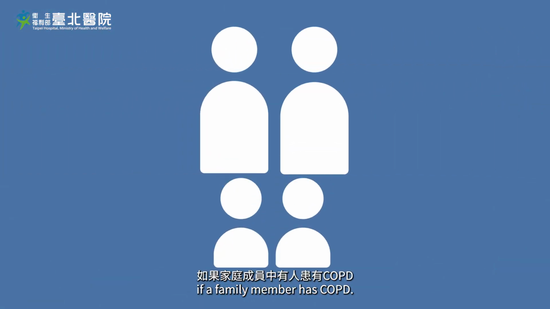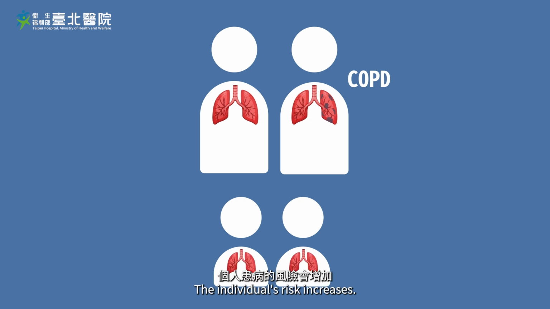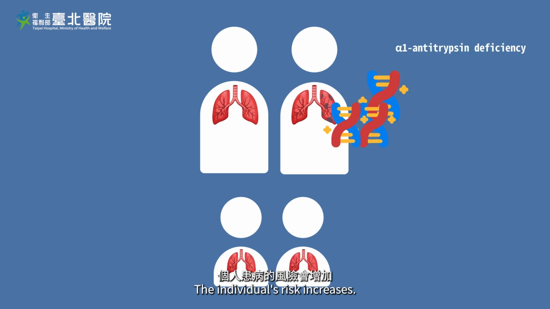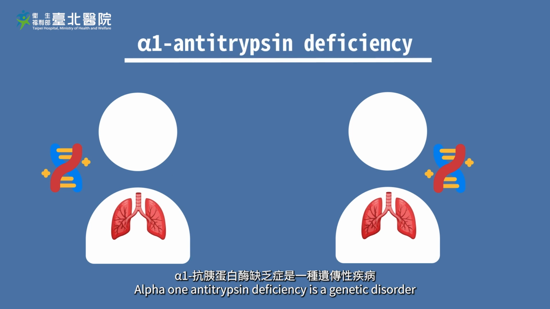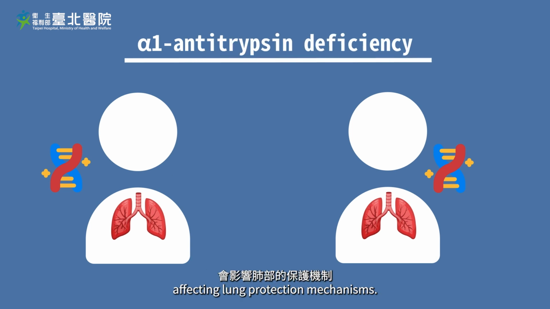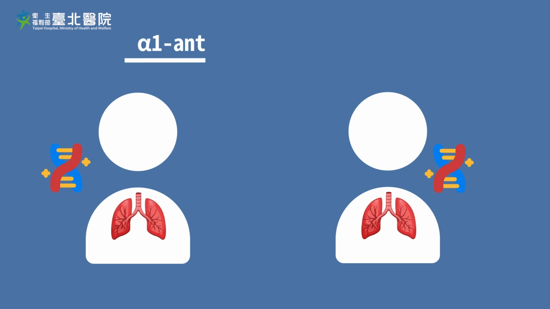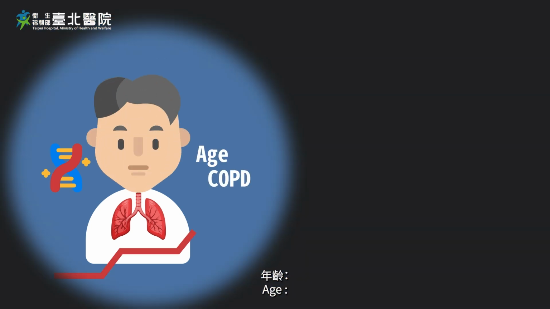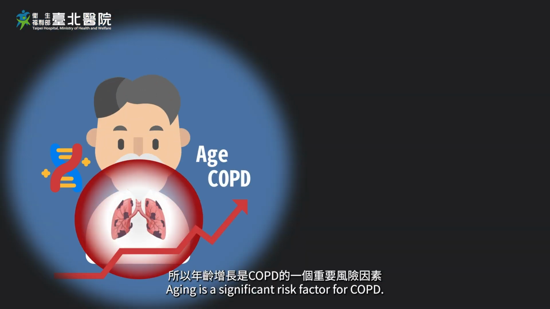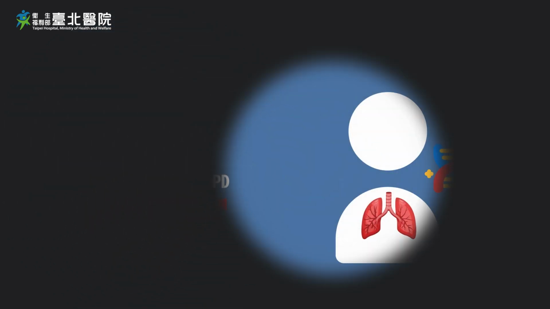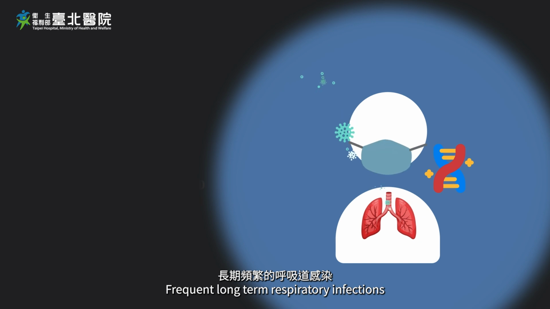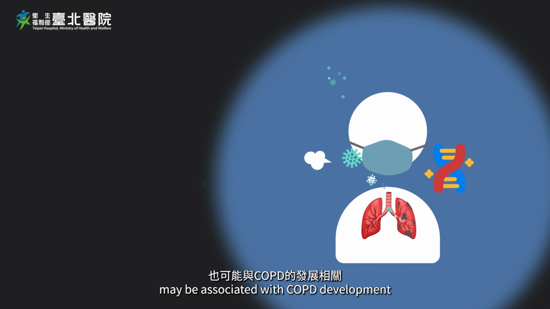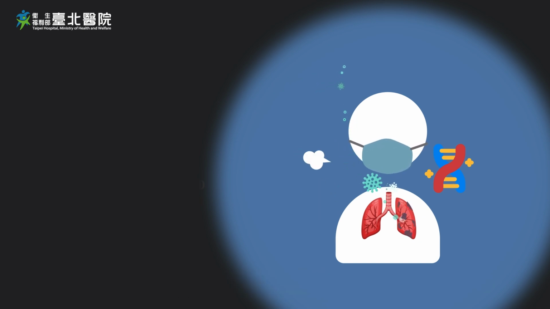Family history. If a family member has COPD, the individual's risk increases. Genetic factors. For example, alpha-1 antitrypsin deficiency is a genetic disorder affecting lung protection mechanisms. Age. As lung function gradually declines with age, aging is a significant risk factor for COPD. Respiratory infections. Frequent, long-term respiratory infections may be associated with COPD development.